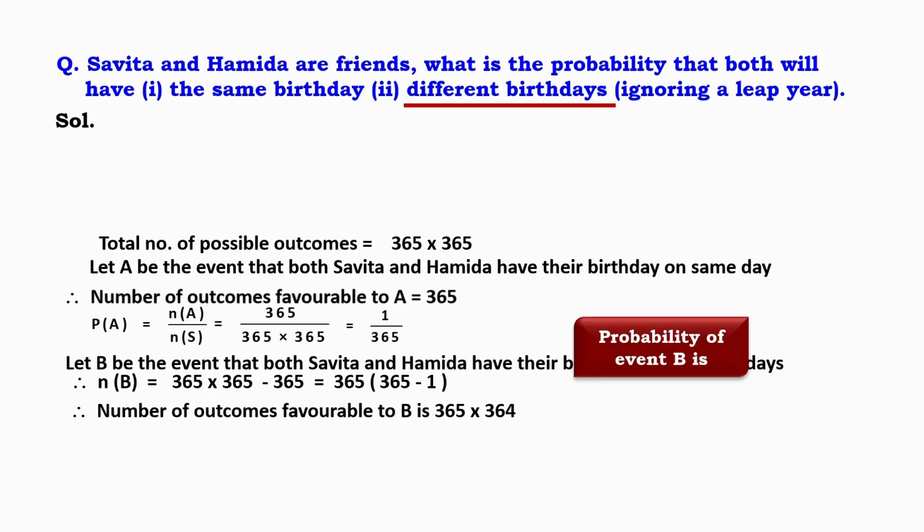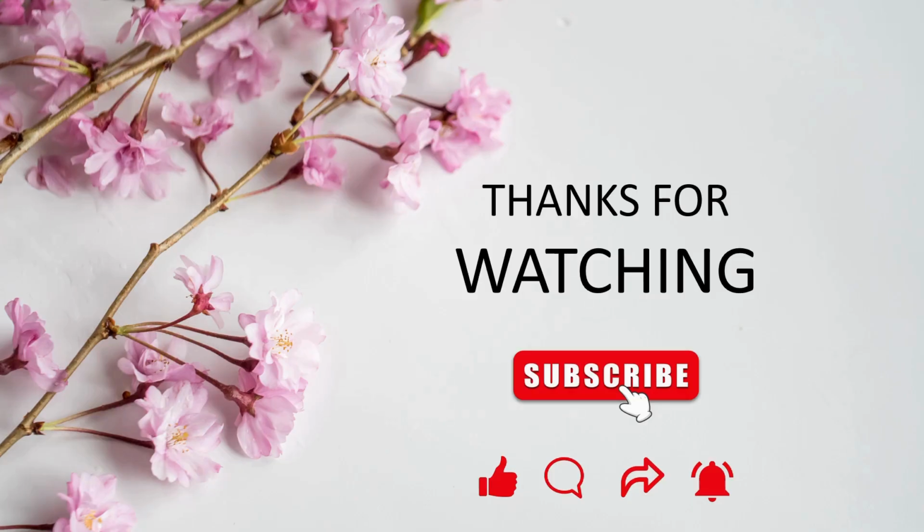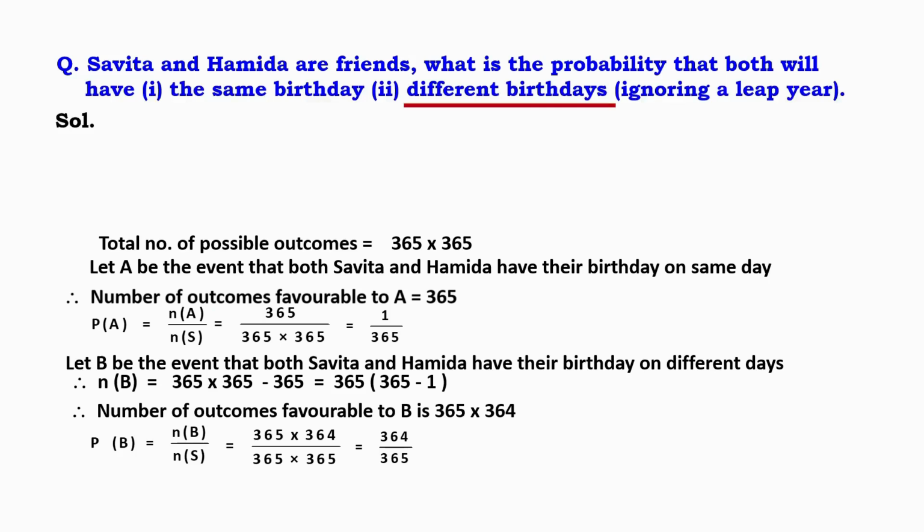So the probability of event B is equal to N(B) by N(S), that is 365 into 364 divided by 365 into 365. Now we can cancel this 365 in the numerator and denominator. We will get 364 divided by 365. I hope you understood all these problems, right?